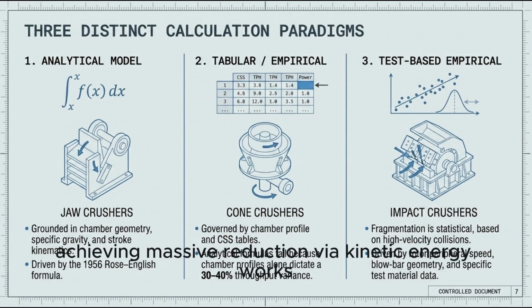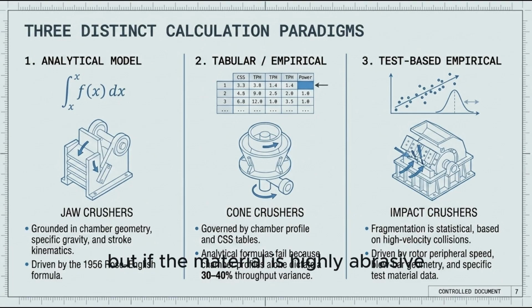Exactly. Achieving massive reduction via kinetic energy works, but if the material is highly abrasive, say over 15% silica content, it causes severe wear costs. You literally destroy the machine's internals. Which perfectly sets up our next point.